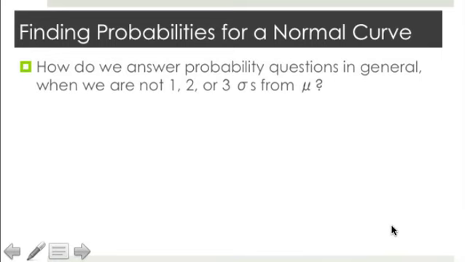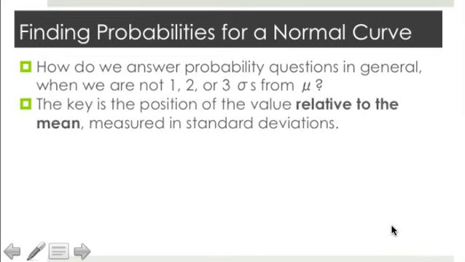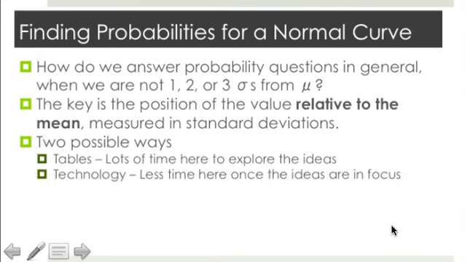So the question becomes, how do we actually answer probability questions like the one that we just saw when we're not 1, 2, or 3 standard deviations away from the mean? The key here is the position of the value relative to the mean measured in standard deviations. So we'll talk about that in more detail, but that's the idea. We want to measure how far we are away from the mean, and we want to measure that in standard deviations.